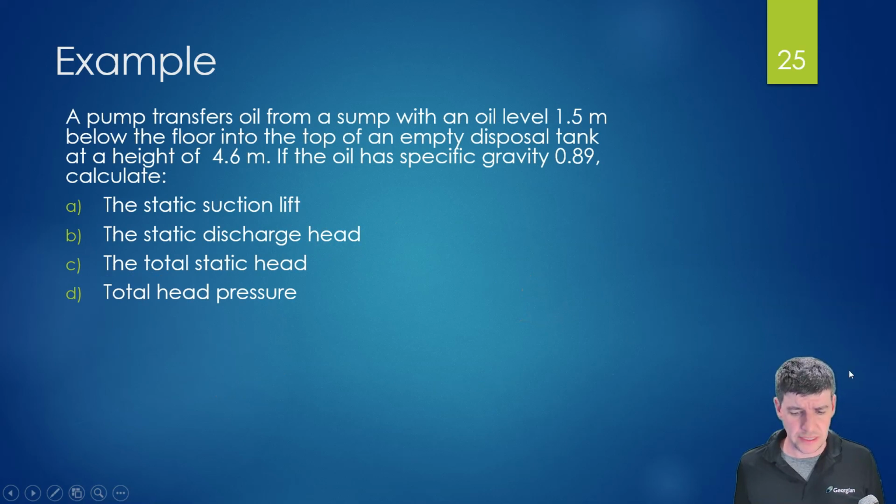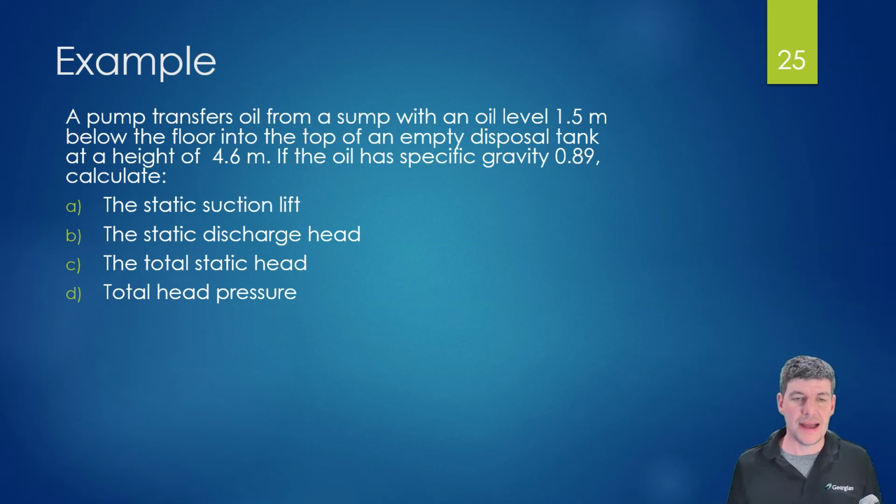Okay, so let's do an example. We have a pump that's transferring oil from a sump with an oil level 1.5 meters below the floor and into the top of an empty disposal tank at a height of 4.6 meters. If the oil has a specific gravity of 0.89, calculate the static suction lift, the static discharge head, the total static head, and the total head pressure.